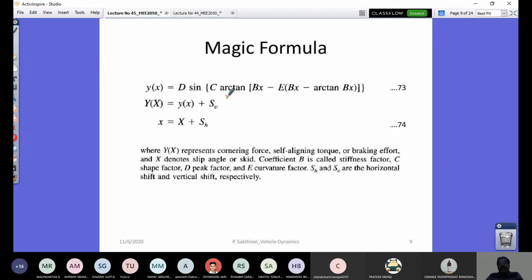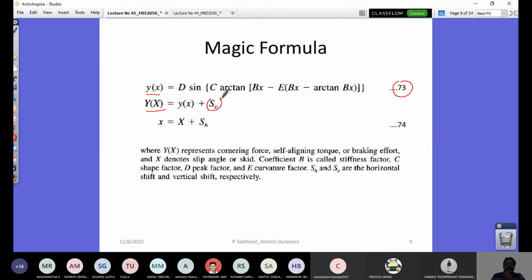There is an example problem of data substitution in the textbook. Please work it out yourself so that you understand how to substitute data. If you do not do it, I'm sure everyone would make a mistake on the first attempt. There is one formula, numbered 73, the same number you would see in your Wong textbook. The same expression y of x is given now with capital letters, Y of capital X is equal to this equation plus Sv. This is called a vertical shift. And this small x is replaced by x plus Sh. This is called a horizontal shift.